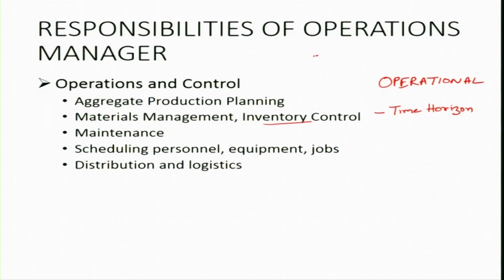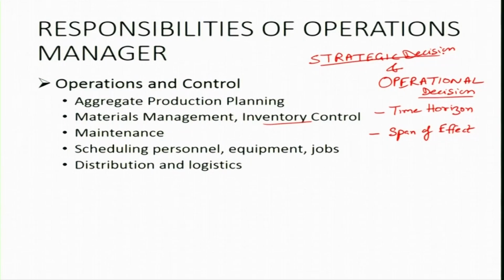We are talking about the difference between strategic decisions and operational decisions. The first important difference between the two types of decisions is the time horizon. Strategic decisions are long term, whereas operational decisions are short term. The second important one is span of impact: how many departments, how many persons are going to be affected by that particular decision. Strategic decisions affect a large number of people, maybe the whole organization, whereas operational decisions affect a small portion of the department, a small portion of the organization.